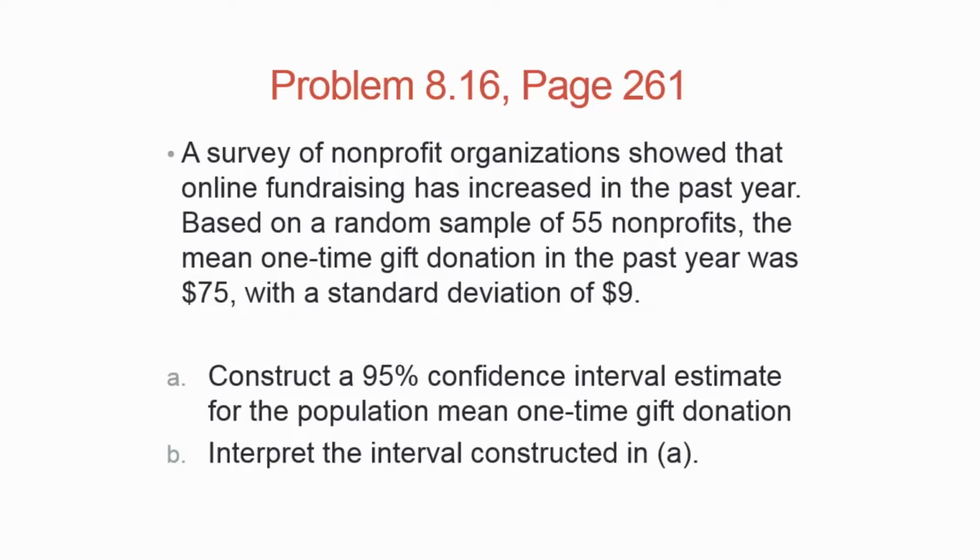That helps us determine that this is going to be a t problem. We've got to use a t form of the formula because the standard deviation for the population is not given. So the problem says, construct a 95% confidence interval estimate for the population mean one-time gift donation. Then, interpret the interval constructed in A.